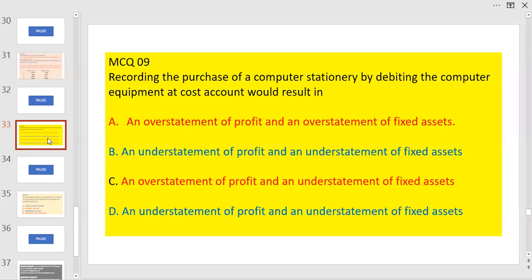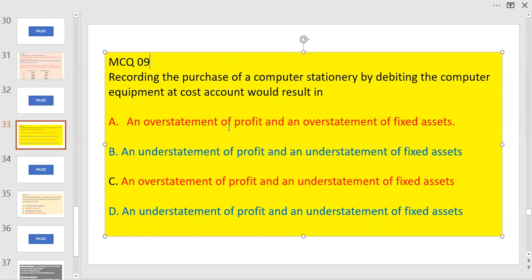Now, if you look at the question, what has happened here is the purchase of computer stationery, which is an expense account, was debited to a computer equipment account, which is an asset account. So in short, an expense has been shown as an asset. This is what has happened. So after that, now if you see, the expenditure is understated, the asset is overstated. This is what has happened in this question.